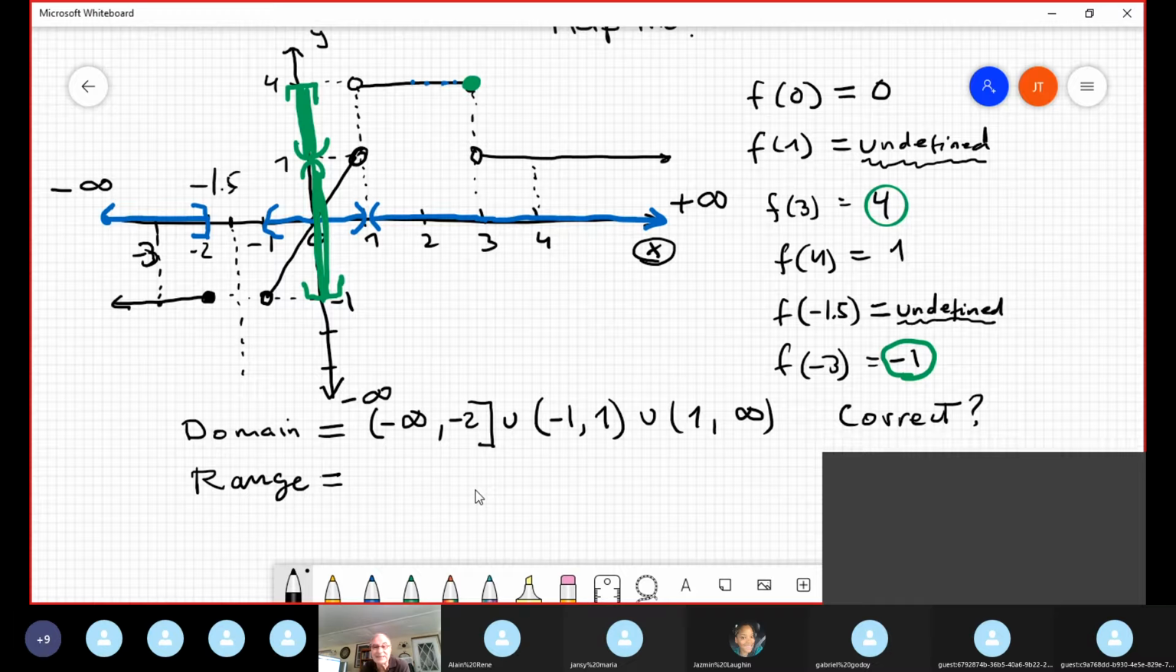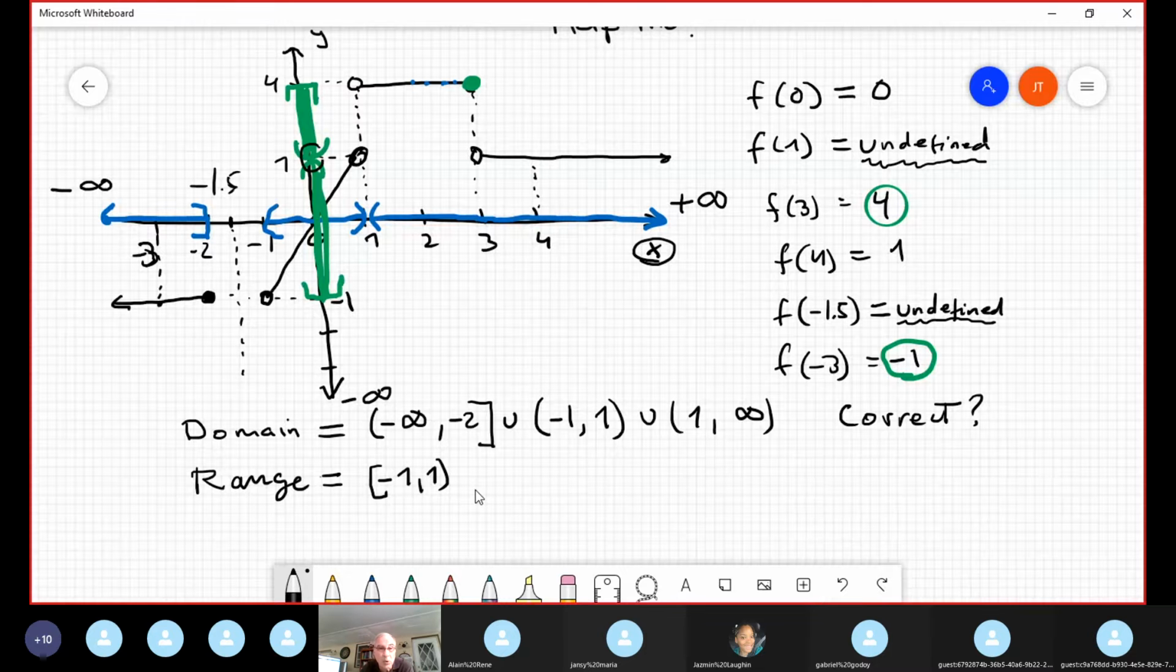But bracket or parentheses? I like that answer. Bracket, -1, 1, parentheses, because here we have a hole. Look, open. Union, 1, 4, and 4 bracket. This is the range. Confusing or clear? I know, okay, this is too many details, no? But it's okay.